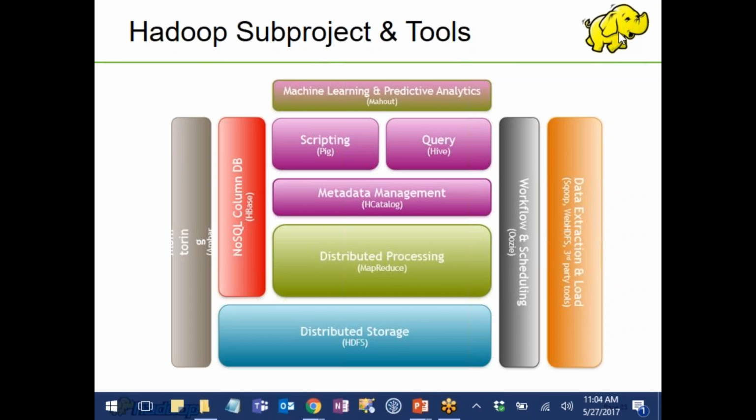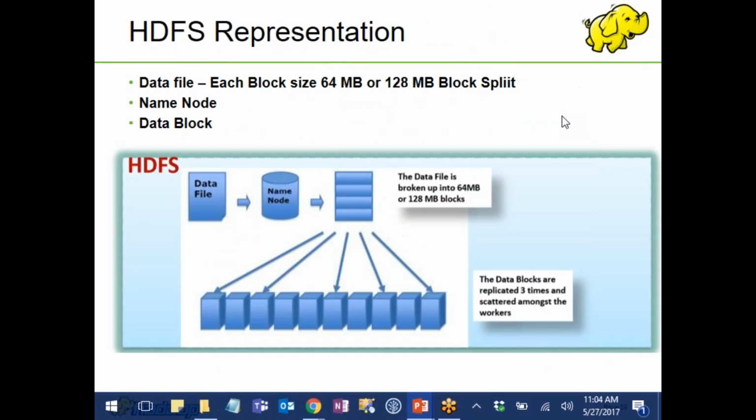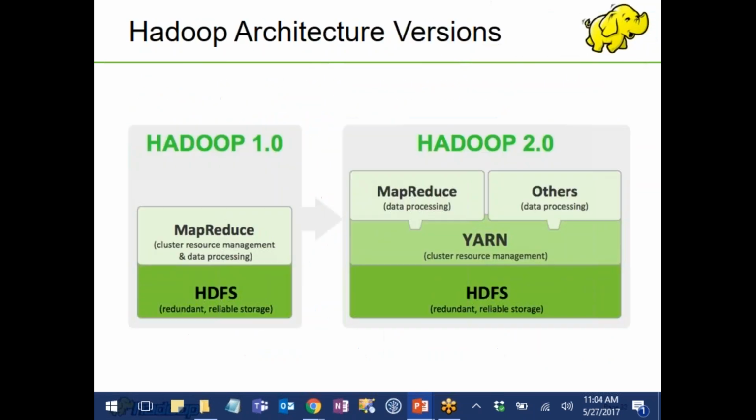Okay, then we have the distributed processing of MapReduce. These two layers are called version 1. Okay, I have one slide for that. So here we check that HDFS and MapReduce for Hadoop 1.0. Then in version 2.0 they introduced the YARN technique.